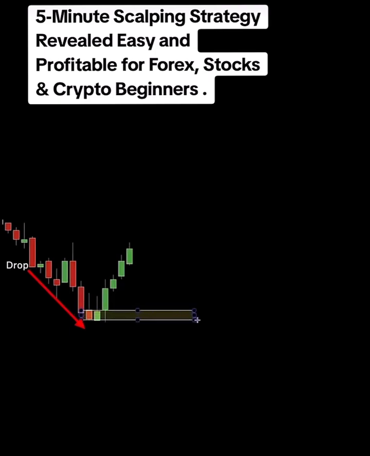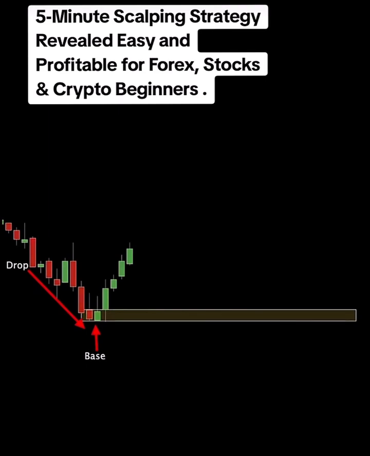Next comes the base. This is where accumulation happens. Smart money quietly builds their buy positions here, preparing for the next big move while everyone else is uncertain. During the base, there's often manipulation. They create false signals to trick retail traders into thinking the market might drop further. Finally, we get the rally, a strong upward move as smart money takes control, pushing the price higher. This drop-based rally pattern marks a key demand zone, a spot where smart money left their footprints.